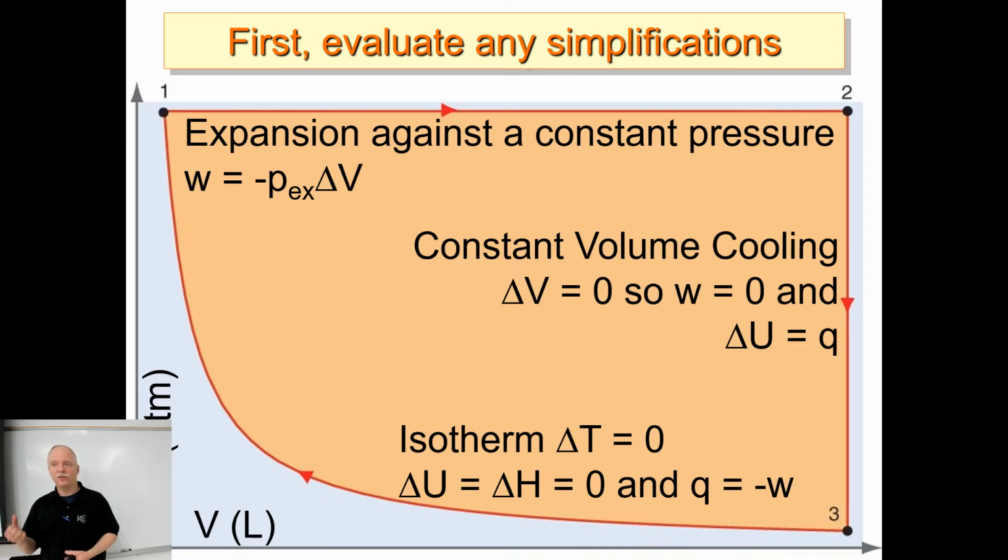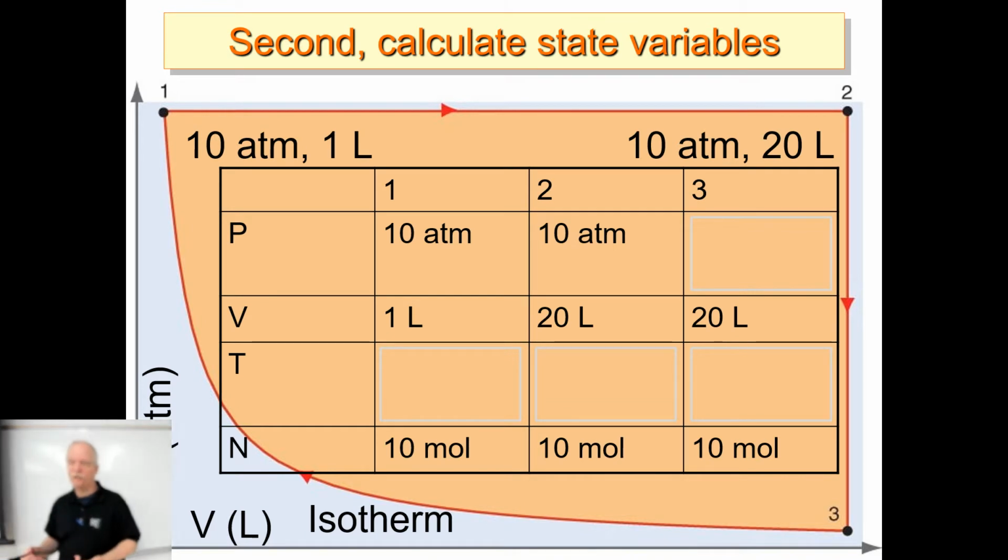What are your state variables? N, P, V, and T. So you need all four of those variables for every point in the cycle problem. You just make up a table that has all four variables and all of the points, all of these destinations. That way you can do the deltas between point 1 and 2, or 1, 2, and 3. So that's what this is, the state variable table.